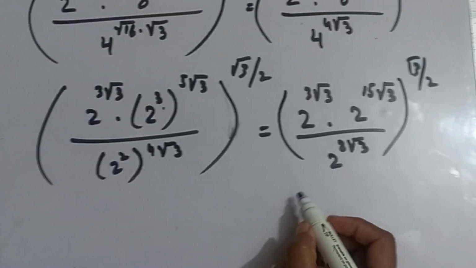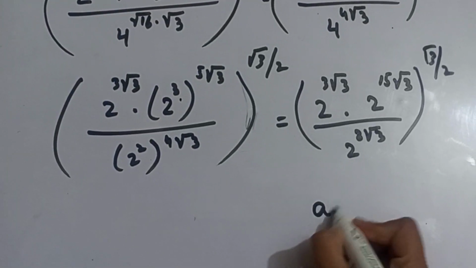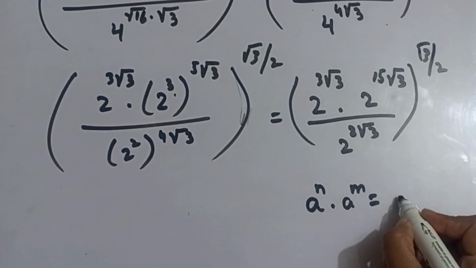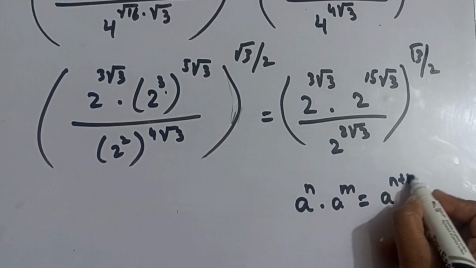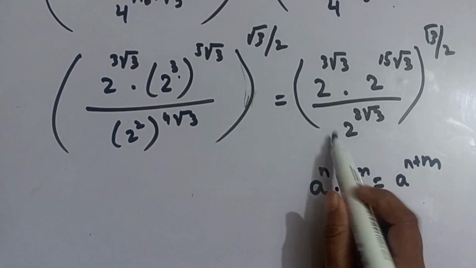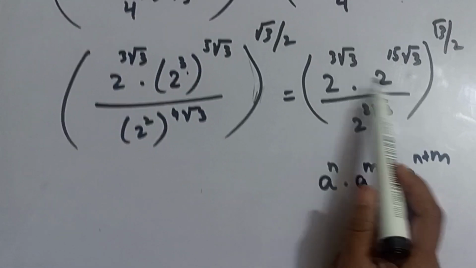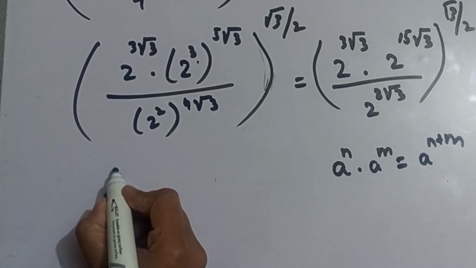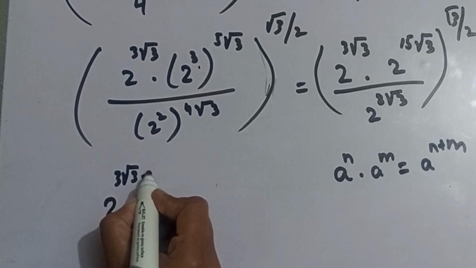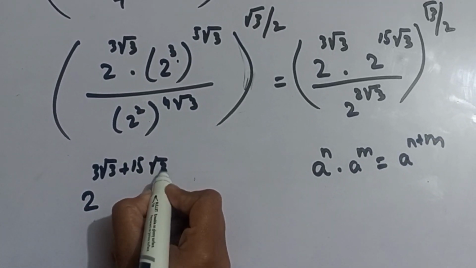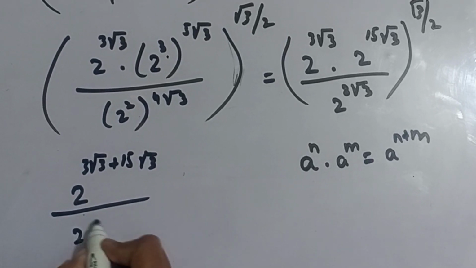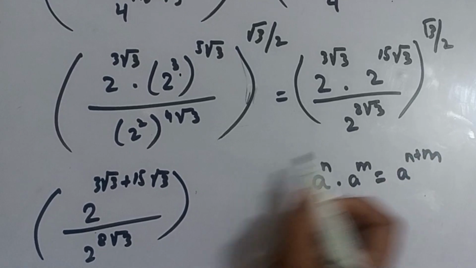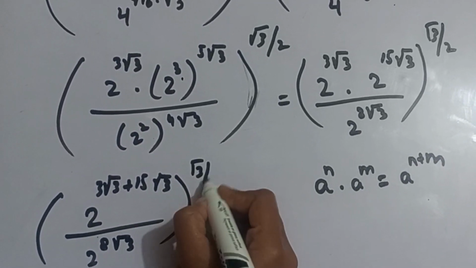Now in the next step, we use this identity, which is a raised to the power n multiply a raised to the power m. We write this as a raised to the power n plus m. We apply this identity on numerator, then this is 2 raised to the power 3 times square root 3 plus 15 times square root 3, and the denominator is 2 raised to the power 8 times square root 3, and then again its power is square root 3 over 2.